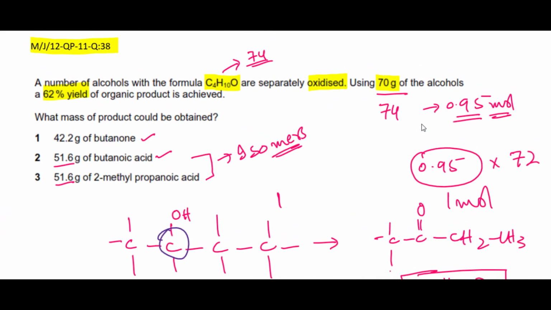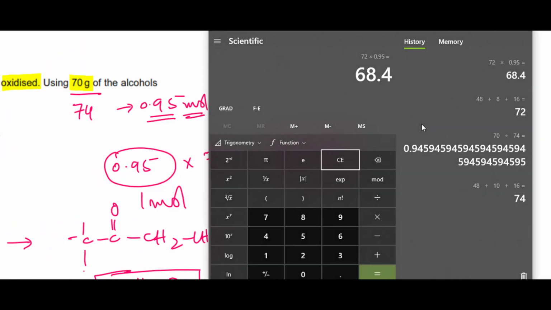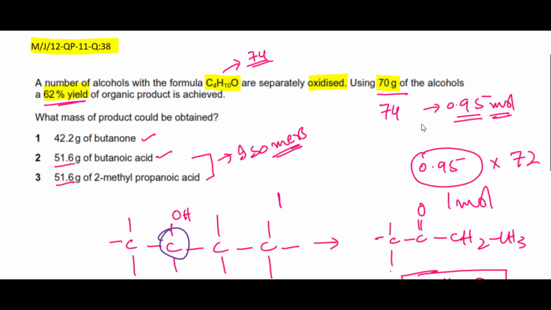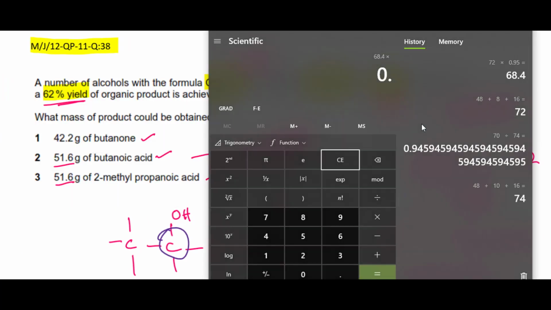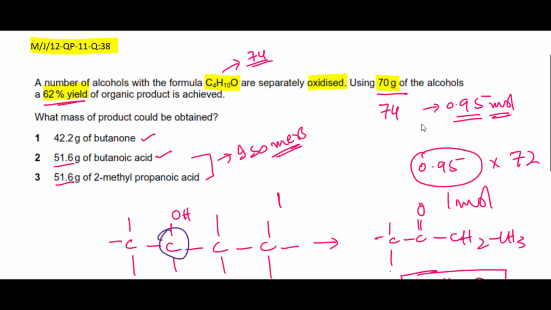But in the question they're saying that we had 62% yield. So just calculate 62% of 68.4, multiply by 0.62. 62 divided by 100 is 0.62. So this is 42.4, which is quite close to 42.2. So yes, we can get 42.2 grams of butanone by oxidizing 70 grams of alcohol. So option 1 is correct. Now we just have to look at option 2. If option 2 is correct, that means option 3 would also be correct, because both are isomers, so 2 and 3 both become correct.